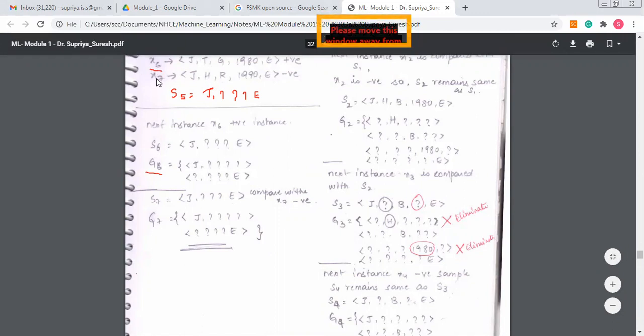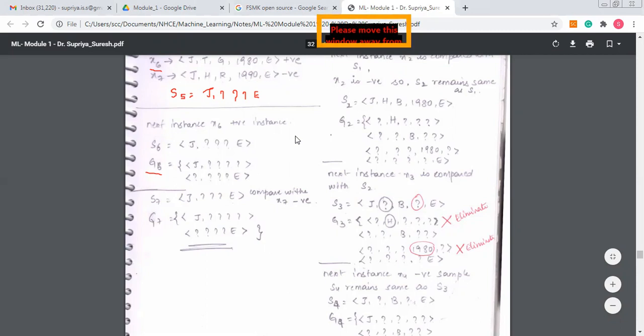Finally, I have to compare X7. It's a negative term. So when I say negative term, the specific remains the same. So it is compared, it remains the same, whereas my generic term has been changed. So when I take the generic term of it, I'm going to compare X7 with S6. Okay. J and J, all the remaining are question marks, so I need not worry. And the remaining E is also the same. So I will get the same as what I got with G6. So G6 remains the same as S6.